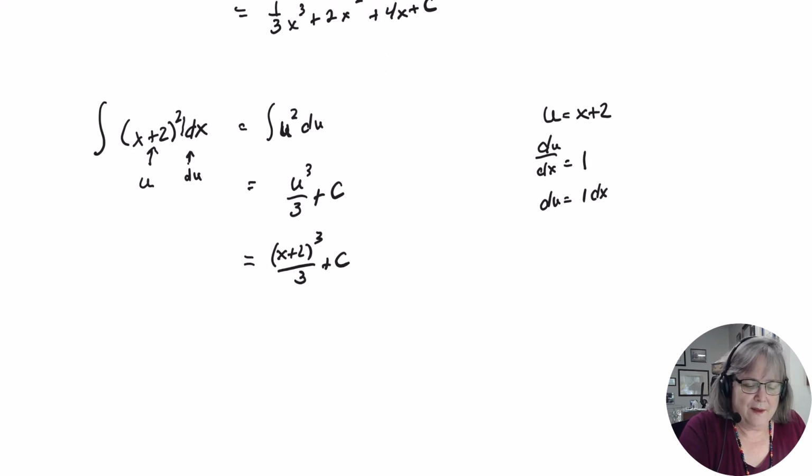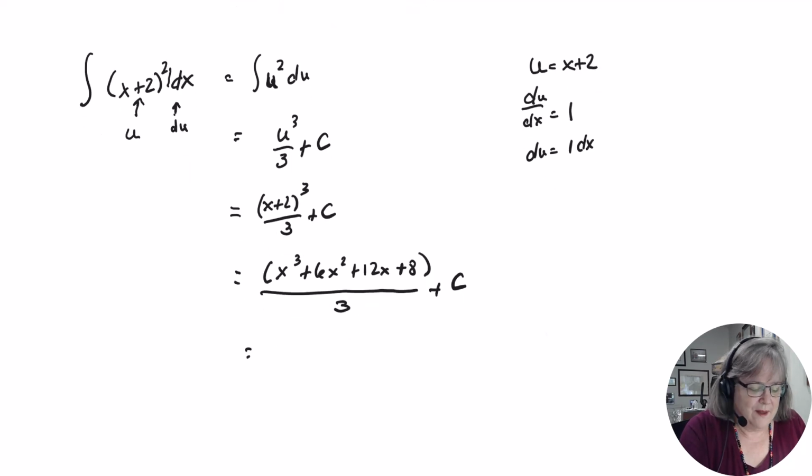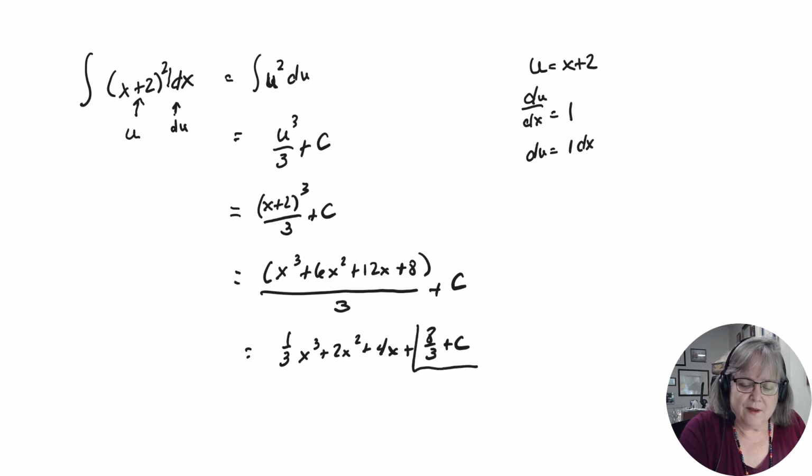And if you expand this out, and I'm not doing this in my head, I did it on a different piece of paper, but I used to be able to do this in my head. And when you clean this up, you get 1/3 x cubed plus 2x squared plus 4x plus 8/3 plus c. But these are constants, right?